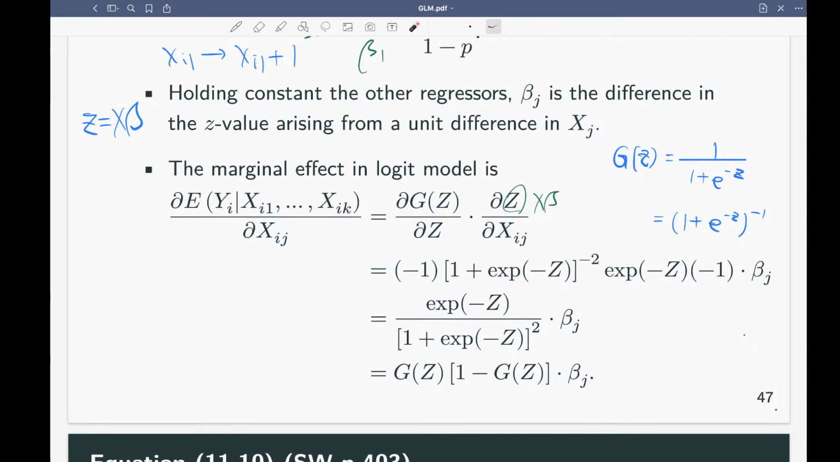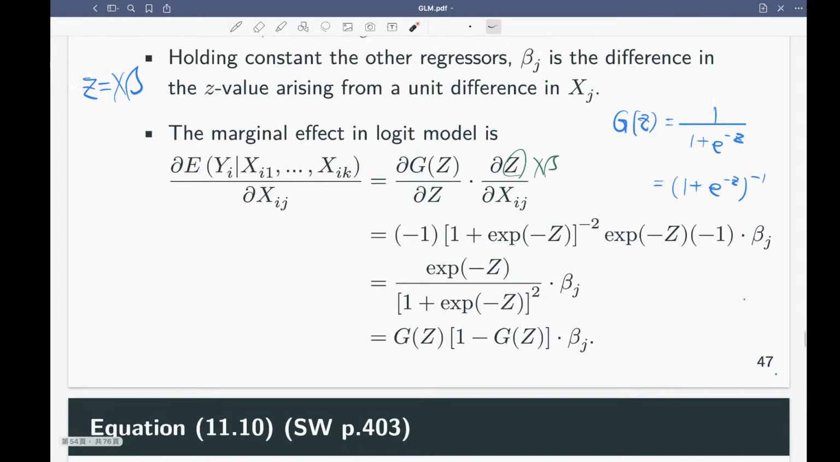And here we can write this form with a numerator and denominator, and plug this term in here. Negative 1 and negative 1 is 1, so we can do the same thing. This term is equal to g(z) times 1 minus g(z). You can check it by yourself. So the marginal effect in a Logit model is like this.